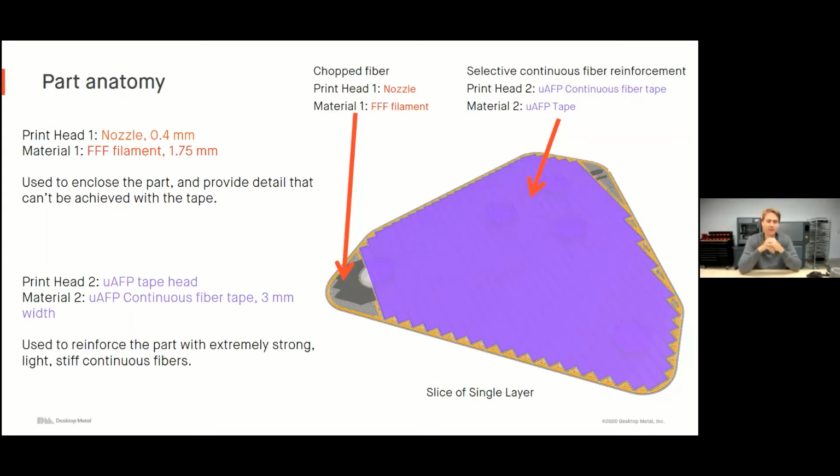You can almost think of it as rebar in concrete, if you're familiar with that. Concrete's going to be your chopped fiber, then your rebar is going to be your super, super strong reinforcement carbon fiber to reinforce that part. So everything you're seeing here in purple are those strips of carbon fiber tape that are each 3 millimeters wide. So, we can print lots of detail with our high resolution nozzle, and then we can lay in these strips of tape to really, really reinforce the strength of this part.